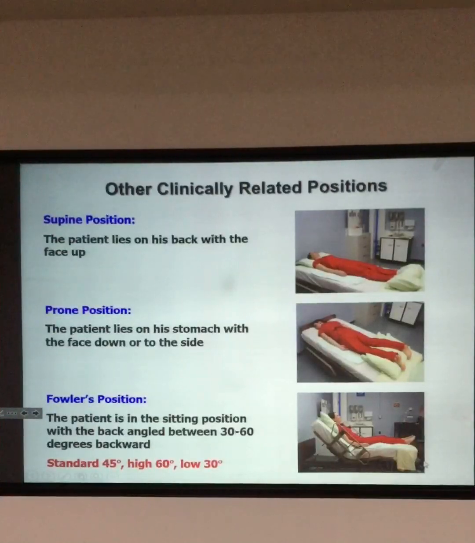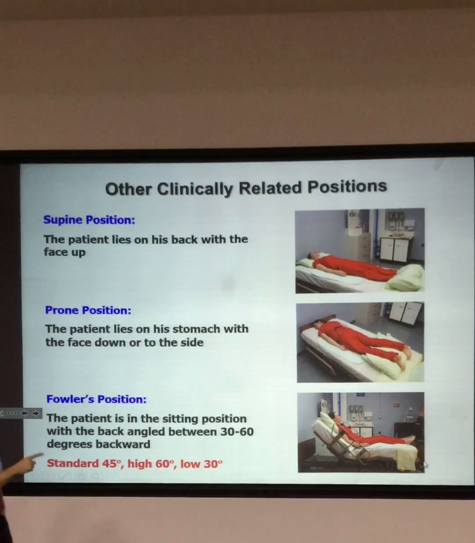The second thing we covered was the clinical positions. We have 3 main clinical positions. When you sleep on your back with face up, lie on your back, this is supine. Sleeping on your abdomen with face down, prone position.